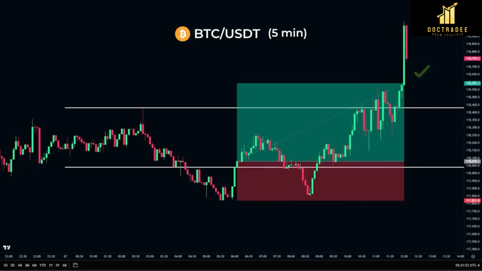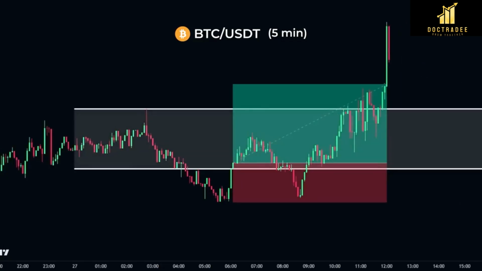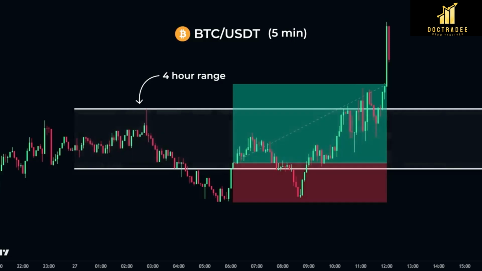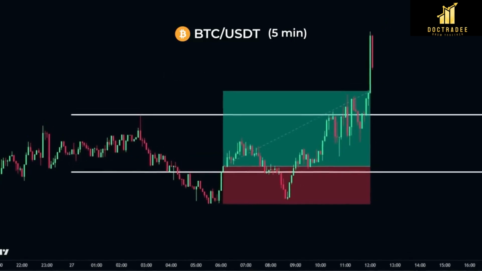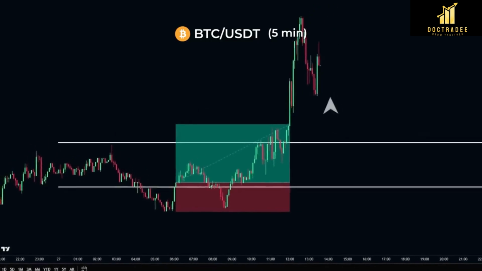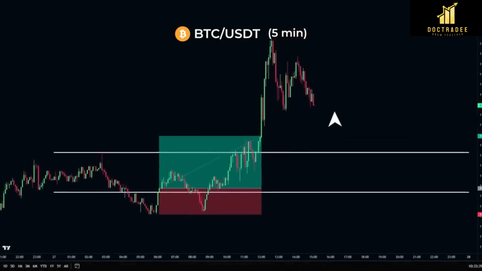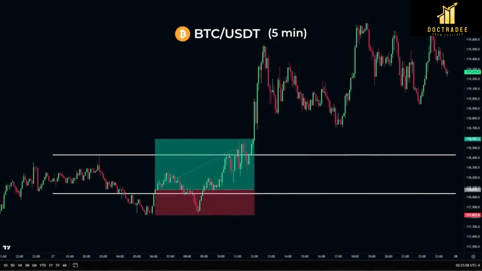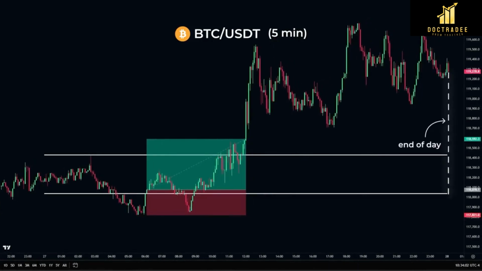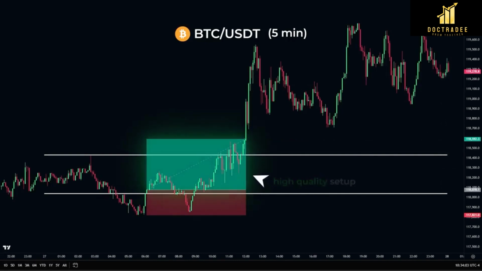Now keep in mind, as long as we're still within the same trading day as the 4-hour range we marked, we can still take more trades if another valid setup shows up. So, as we let the chart play out, we can see that price is trading well outside of our 4-hour range. However, it didn't manage to re-enter again until the end of the day. That means for this trading day, there were no more valid entries to take. But even with getting just one trade today, it was a high-quality setup and we walked away with solid profits.